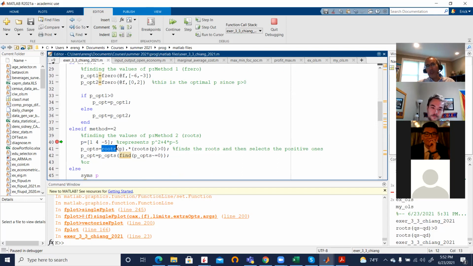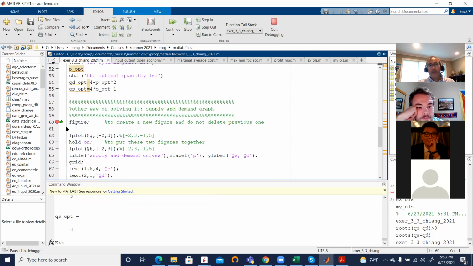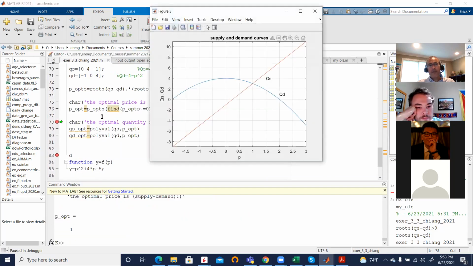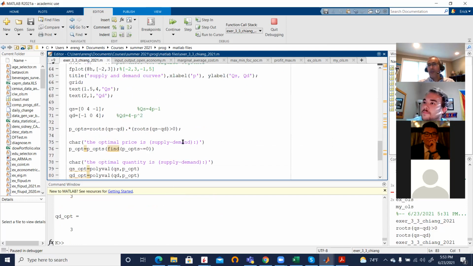I'm finding the roots, and then I'm finding the roots that are larger than 0 and not equal to 0. And then you find the exact results as before. If you continue running this one here, the remaining part is the same. You arrive at this position. That is exactly the same answer with method 2.